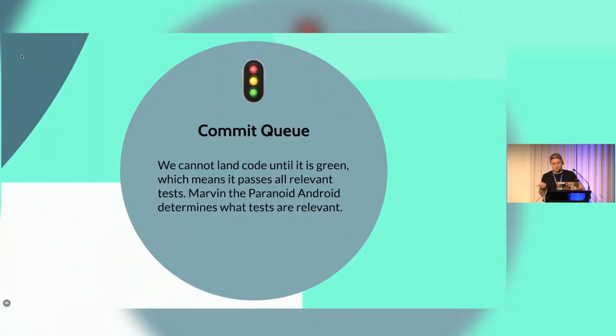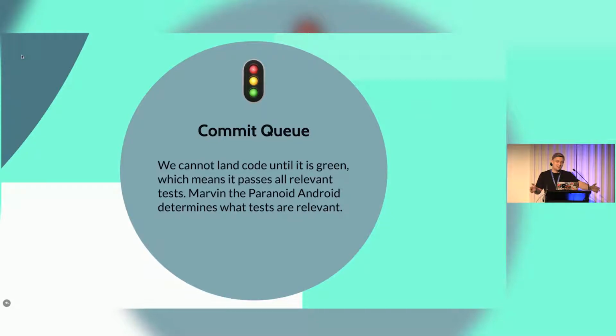And the third important part of our, let's call it development infrastructure, is the commit queue. So the idea behind the commit queue is that basically if a developer, an engineer, SRE, or whoever who works with the repository wants to land code, this code has to pass the commit queue.